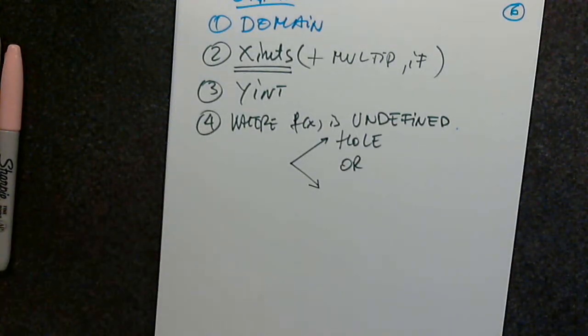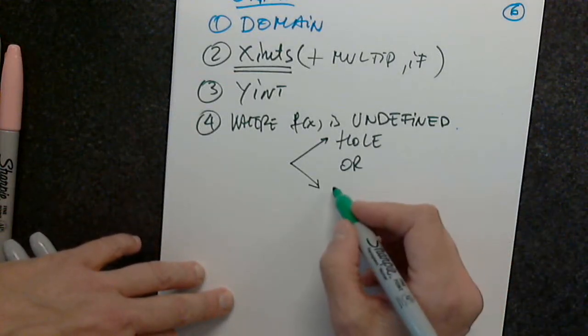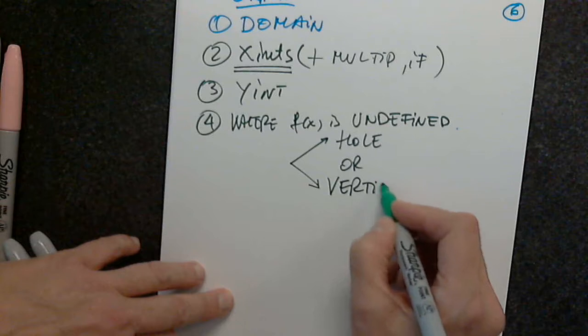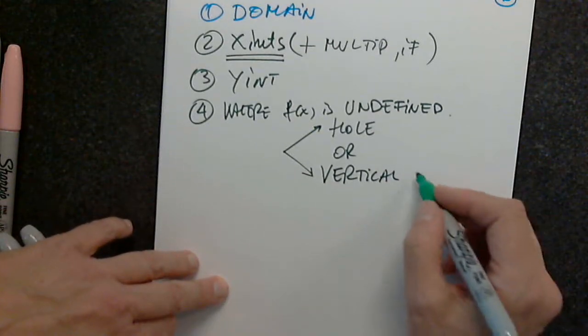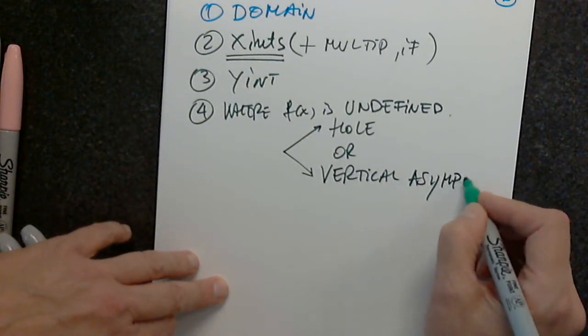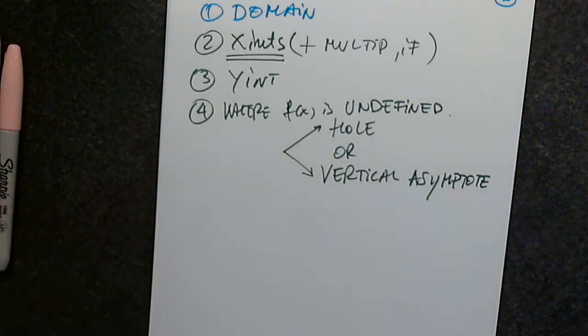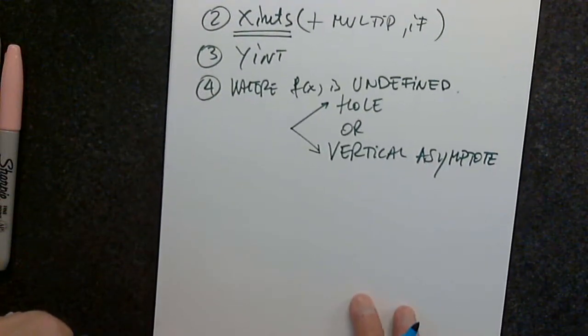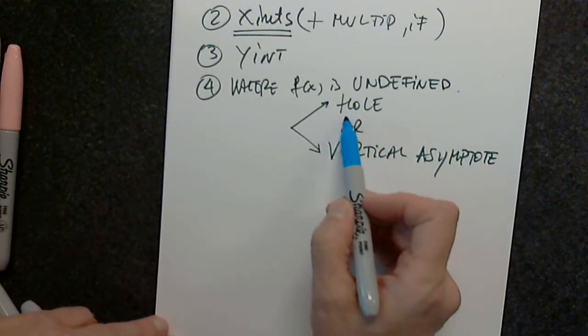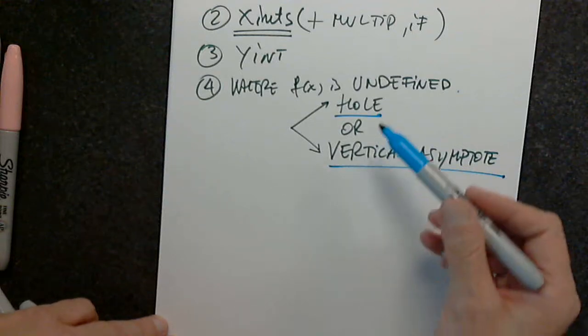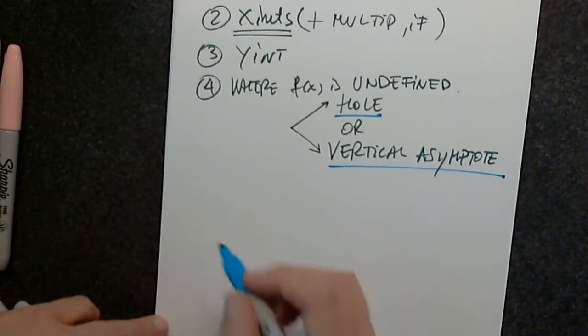The function can have holes in the graph, but not at the same point where it has a vertical asymptote. That's where the function is undefined. It cannot have a hole and a vertical asymptote. It either has one or the other.